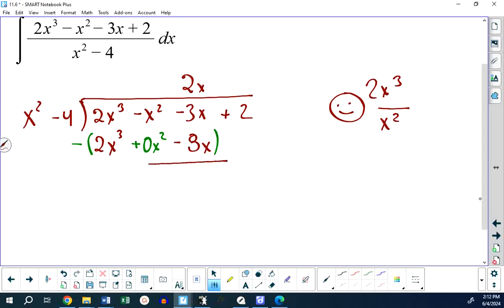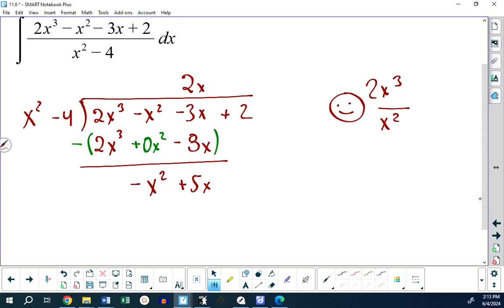So what do I get? I get 2x cubed minus 2x cubed, which is nothing. I don't need to write that. I get negative x squared minus nothing, which is negative x squared. And I have negative 3x minus negative 8x, which is plus 5x. And now I repeat the process. And it might be at this point that you'd go, well, I'm going to bring the 2 down. We can bring the 2 down now or later. It doesn't matter. We can bring the 2 down if we need the 2. That's my point. And we will. I'm just going to leave it there for the time being.